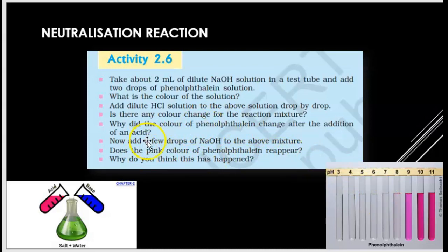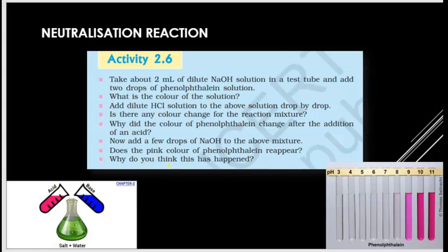Of course, when you add a few drops of NaOH to the above mixture, the pink color of the phenolphthalein reappears, because while you are adding a sodium hydroxide solution, the concentration of OH minus ion increases, which means the basic property increases. Because of that, the pink color of the phenolphthalein reappears.